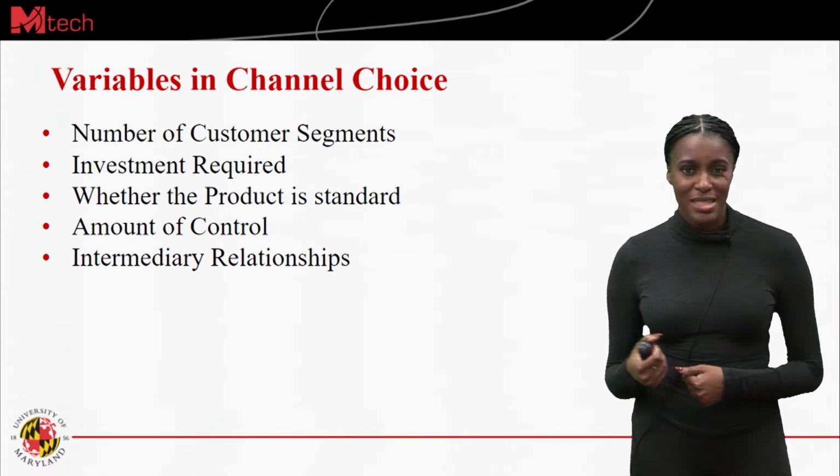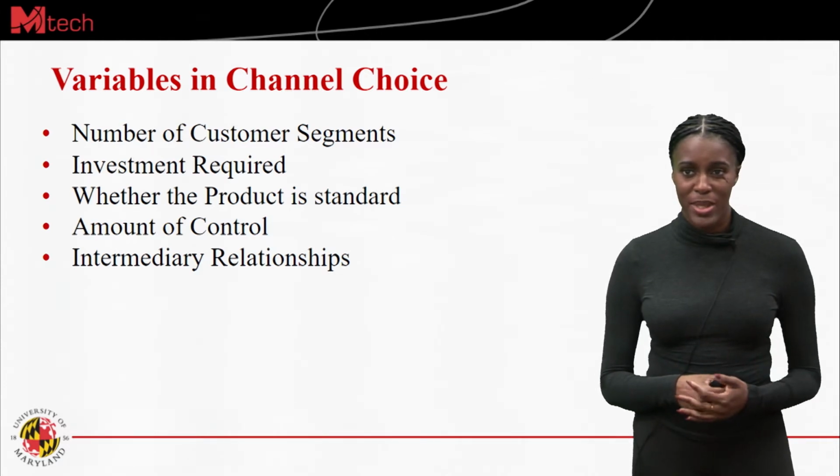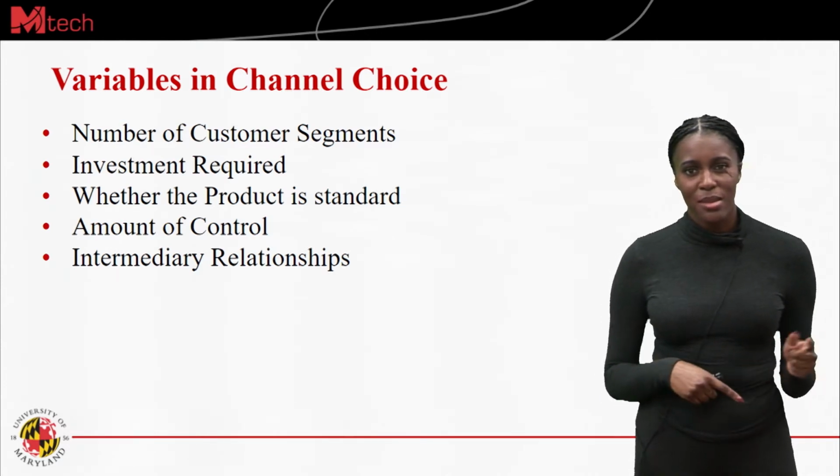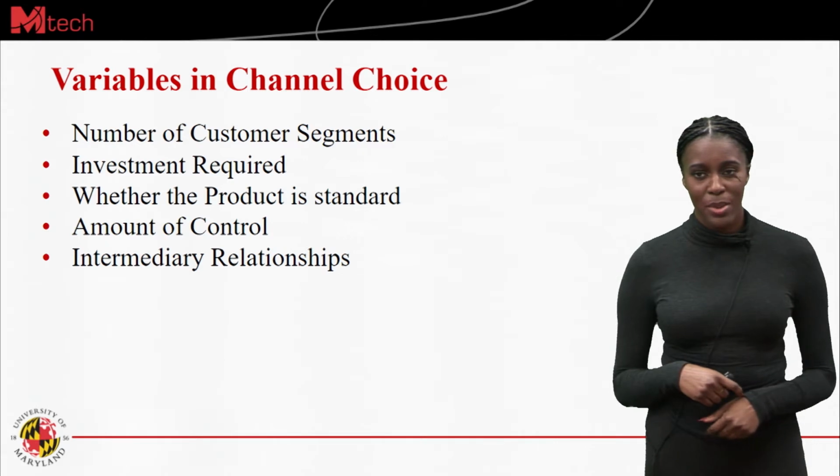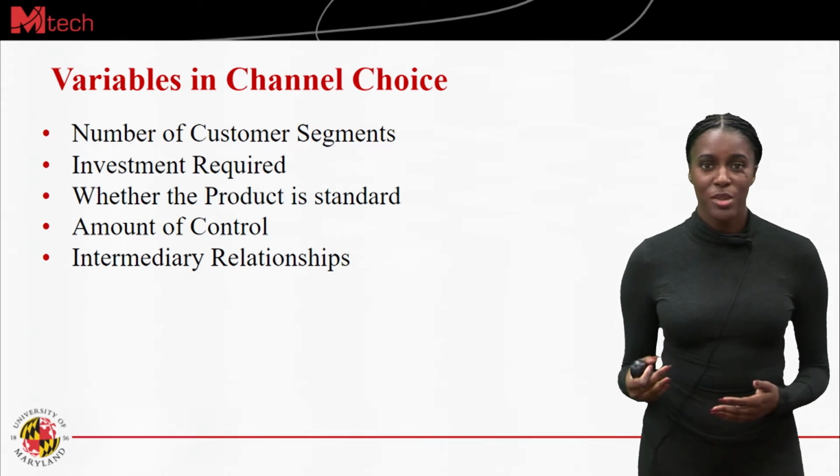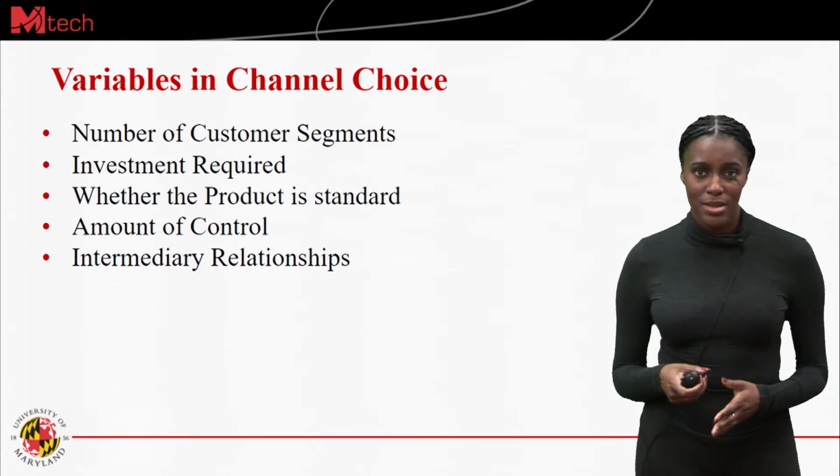You also have to think about whether the product is a standard product or something that requires a little bit more guidance and persuasion when trying to offer it to customers. So maybe you might need a salesperson versus having a retail space. You also want to think about the amount of control that you want in distributing the product and what your relationship is with the intermediaries in the process.